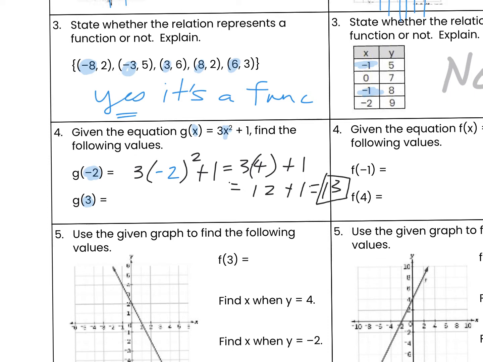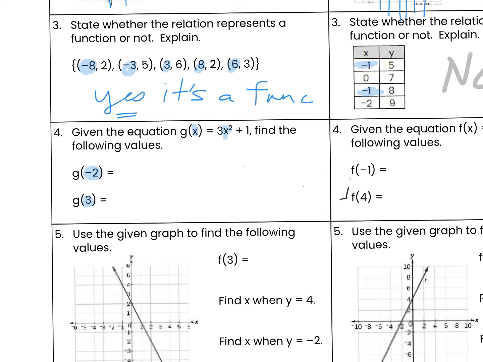Okay. Now, if I look at the next part, I have g of 3. So now I'm going to have 3 times 3 squared plus 1. What does that tell me? I'm going to square the 3 first. So I'll have 3 times 9 plus 1. And that's going to give me 27 plus 1. That gives me 28.